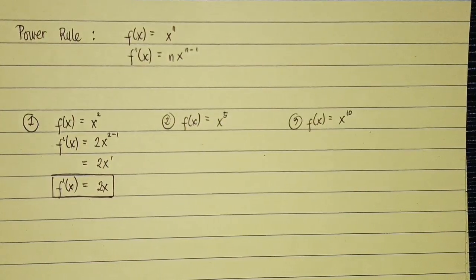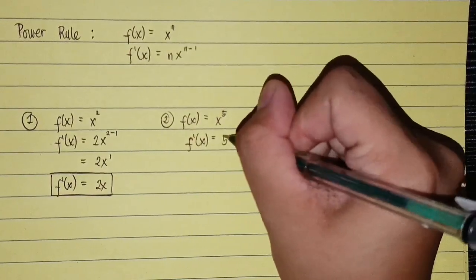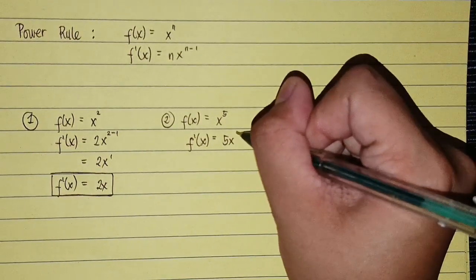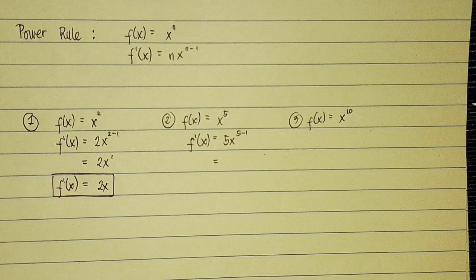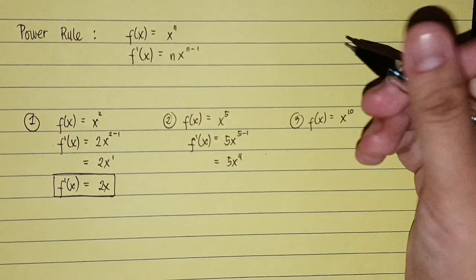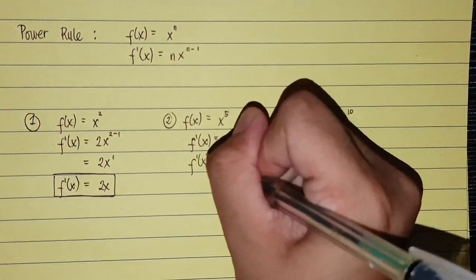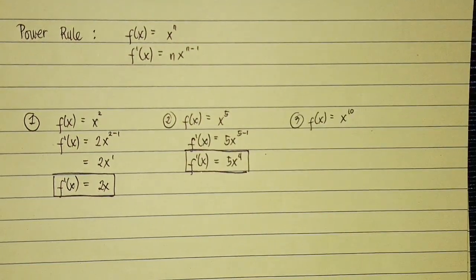Our next example is f(x) = x to the power of 5. To simplify this, we will bring down the value of the exponent n, which is 5, and multiply it to the coefficient, wherein the coefficient is x, and we will subtract 1 from the exponent, or n minus 1, this will be 5 minus 1. So 5 times x is simply 5x, and 5 minus 1 is 4. Therefore, the derivative of f(x) = x to the power of 5 is 5x to the power of 4.